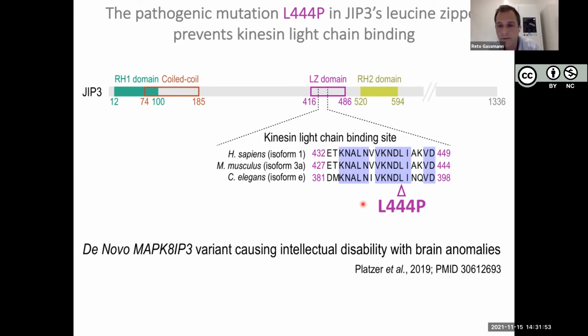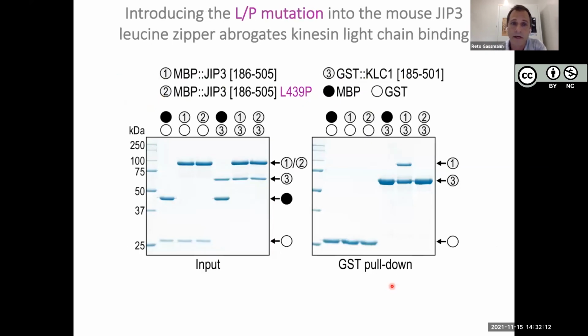And in this paper, they performed computational modeling to show that this mutation most likely perturbs the binding between CHIP3 and kinesin light chain. And so to confirm this, we used purified recombinant proteins, and we introduced this point mutation into the mouse CHIP3 protein, and so in this case, it's L439P. And so we asked, can a CHIP3 fragment that contains this kinesin light chain binding site still bind to kinesin light chain when this mutation is present?